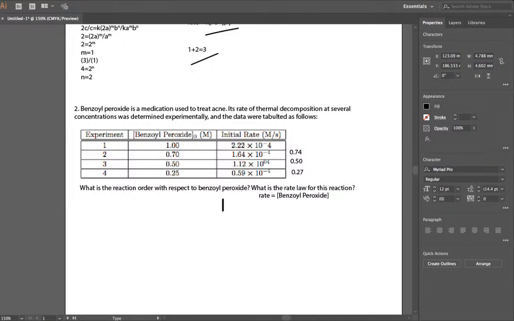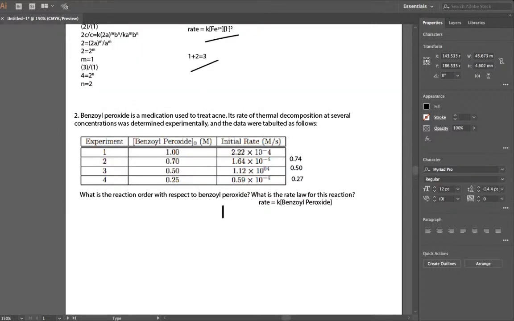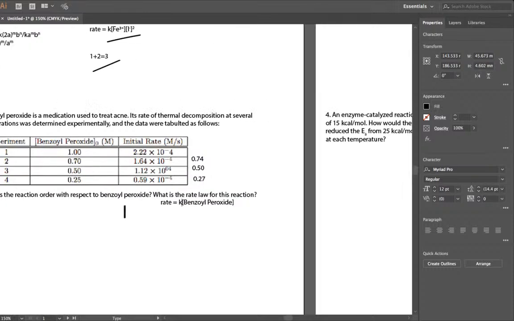Don't forget to multiply the front side by K. And that's basically it. See? Reaction rates are basically pretty simple. So yeah, we are still actually talking about reaction rates.